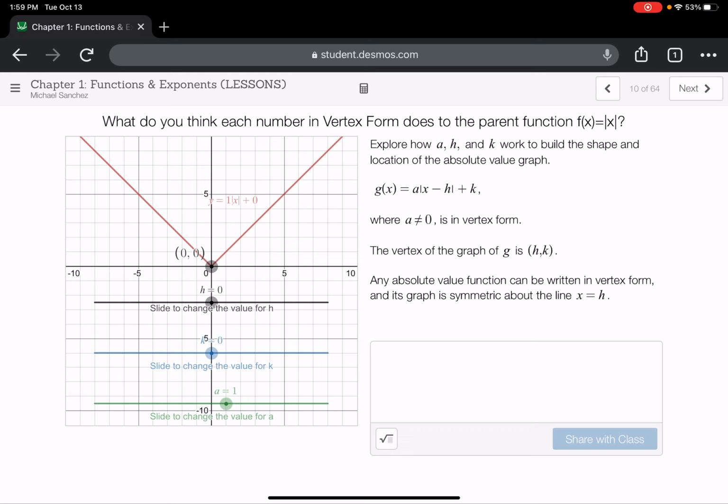All right, so each value of the function in vertex form changes the graph in a certain way, right? So if we think about it, the one we've talked about is a. So a changes the slope, so it makes it kind of more narrow or stretched out, or shrinks down, kind of like wider. If it's a negative number, then it reflects across the x-axis. It goes upside down.